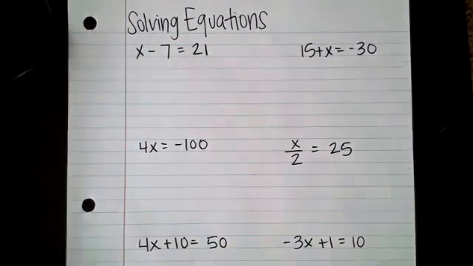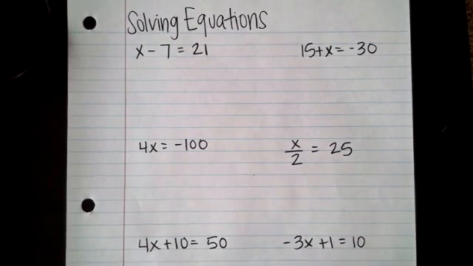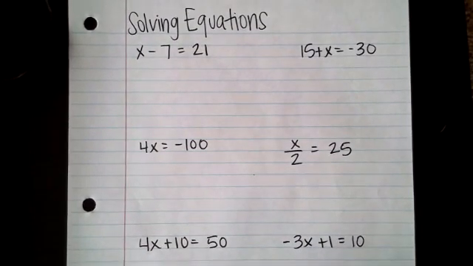So the first one says x minus 7 equals 21. So this is saying some number minus 7 equals 21. And your goal is to figure out what this number is. What is the value of x when we subtract 7 from it? It equals 21. So the first step is we look at our equation and we see if there's any like terms that we can combine. And there are no like terms that we can combine. So we can move on to step 2, which is getting rid of our constant.